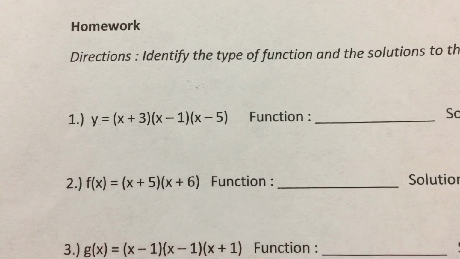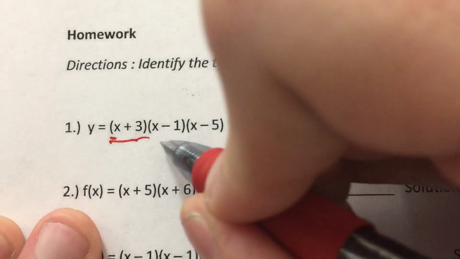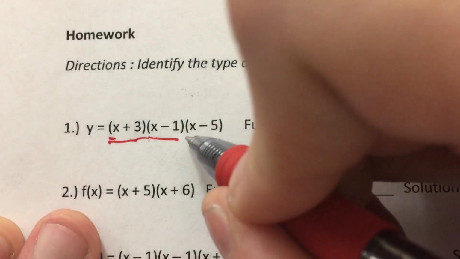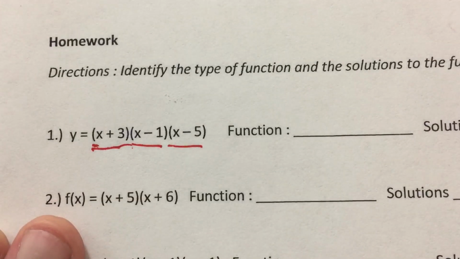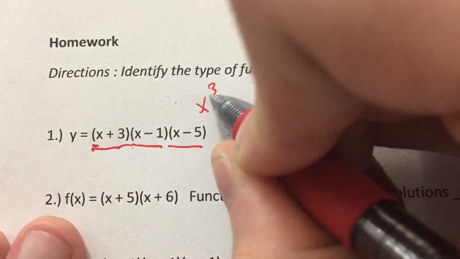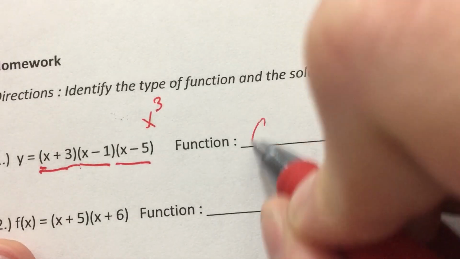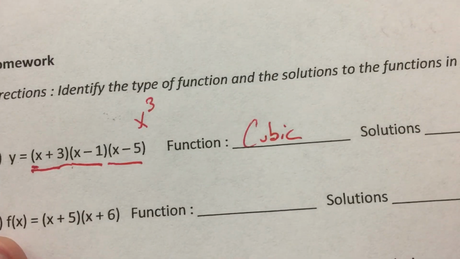How do you know when you're looking at it? This equation is in factored form, and my question would be then, how many binomials do I have? I've got 1, 2, 3 of them. So, because that's 3, I think of the power of 3, and that makes this function a cubic function.